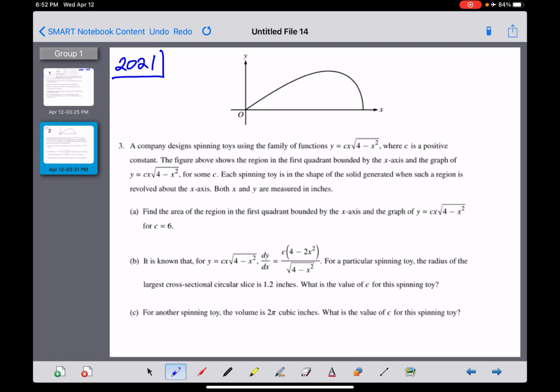Okay, 2021 free response problem number 3. So this is our first one in the non-calculator section. Let's remember that here, everybody.